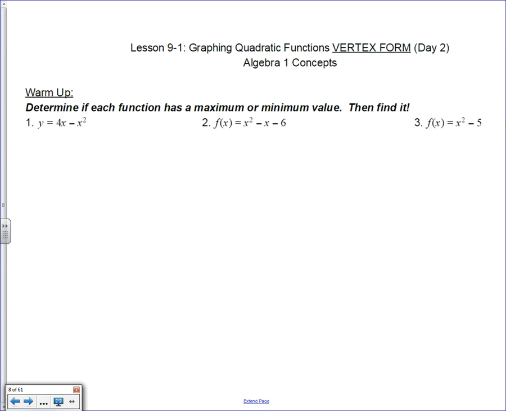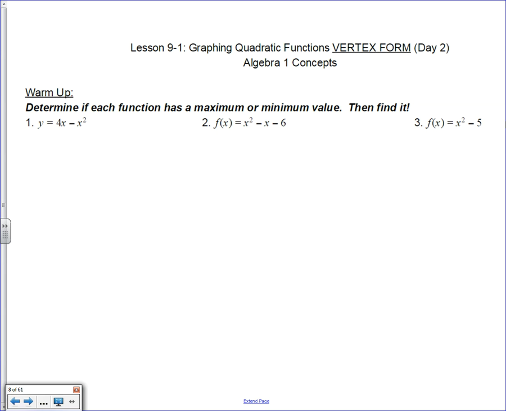Okay, so to start our warm-up today, if you read the directions, you say determine if each function has a maximum or a minimum value, then find it. So did this ask me to graph it? No. Did it ask me for the axis of symmetry or the y-intercept or the domain and range or any of that stuff that our homework talked about? No, all I need is a max or a min.